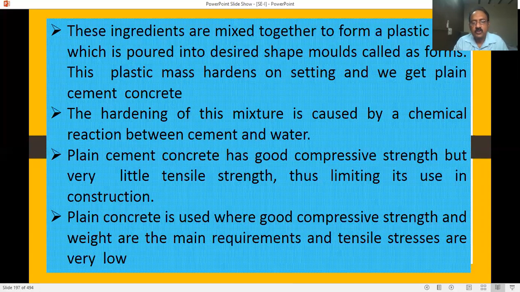Plain concrete is used where good compressive strength and weight are the main requirements and tensile strength is very low. See, where are we going to use this plain cement concrete? For example, in pavements. In pavements, generally you will have compressive loads. The compressive strength will be taken care of by your plain cement concrete, and also in certain dams where mass concrete, mass material, is required.